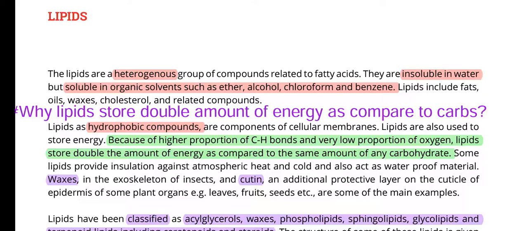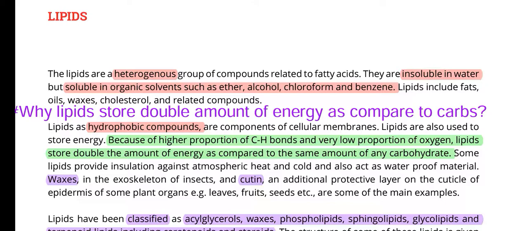Actually, lipids are the only biological molecules that are a heterogeneous group. That is an important MCQ that is frequently asked in papers. That is, which group of the biological molecule is heterogeneous? So lipids are the group of biological molecules that are heterogeneous in nature.